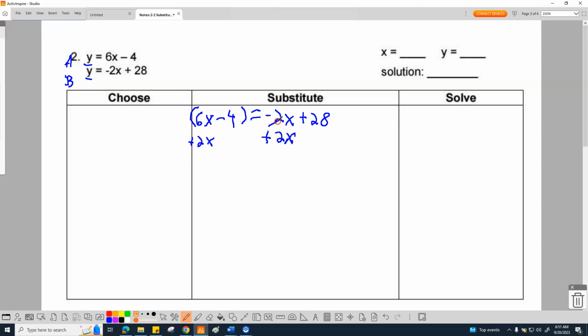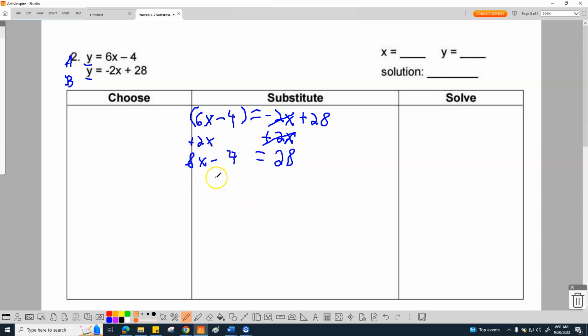These cancel out with each other. All that's left over on this side is 28. Remember, the letters have to go with the letters, and the numbers have to go with the numbers. This is 8x minus 4. Here's my 6x, here's my 2x. That adds to 8x. And then I just bring down the minus 4.